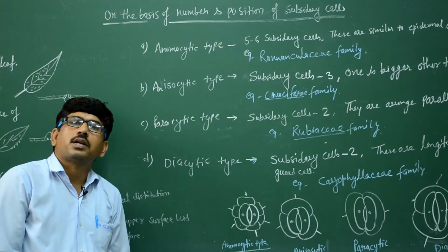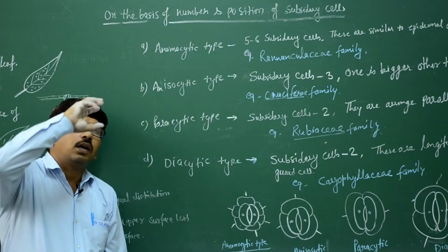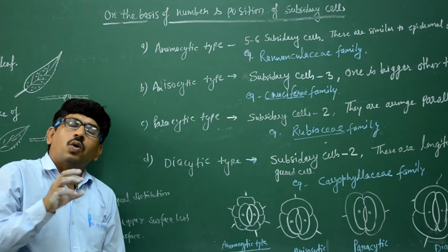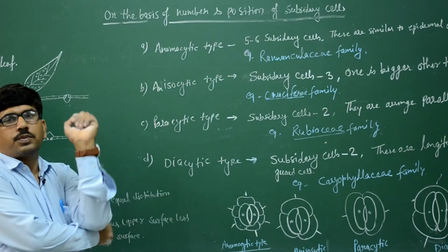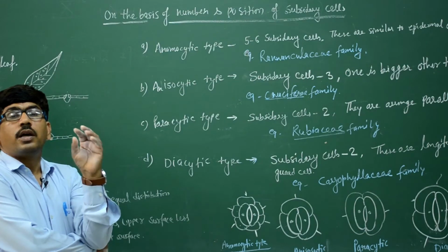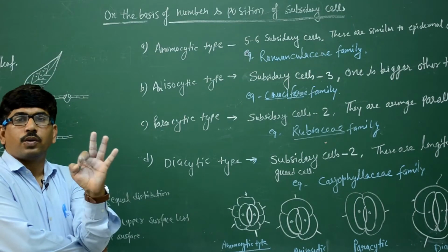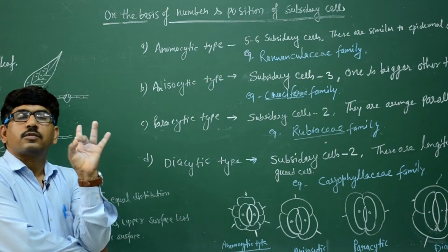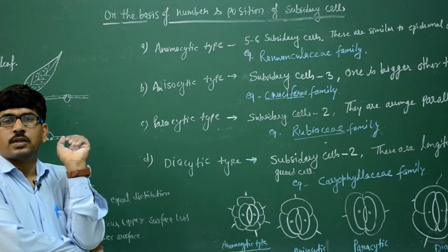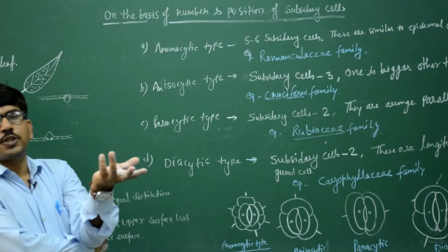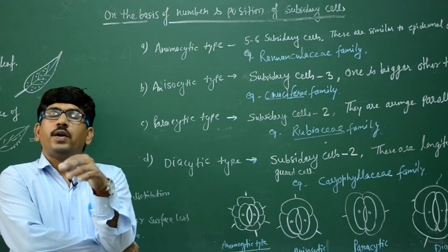The leaves and stomata are of different types on the basis of the number and position of the subsidiary cells. What are subsidiary cells? In the stomatal apparatus, we include three things: first the pore, second the guard cell, and third the subsidiary cell. Subsidiary cells are specialized epidermal cells. The number and arrangement differ in different plants.